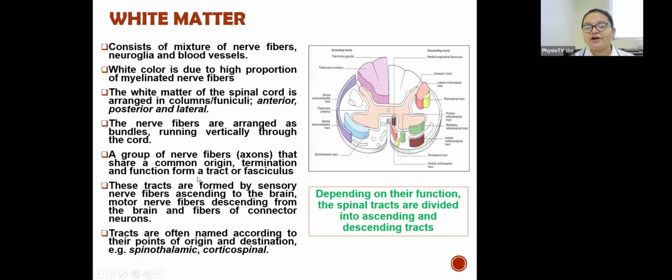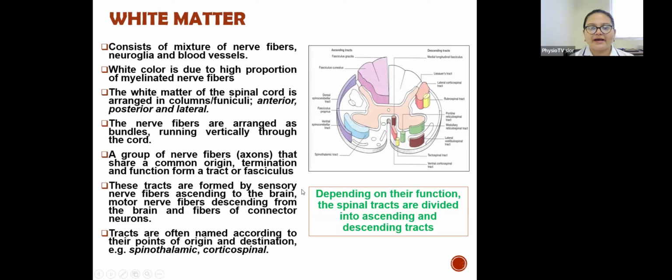So we talked about nerve fibers, so what exactly is a tract? A group of nerve fibers located within the CNS is called a tract, right? So what kind of group is it going to be? It shares a common origin, termination, and function. So only this group of nerve fibers will form one tract or a fasciculus.